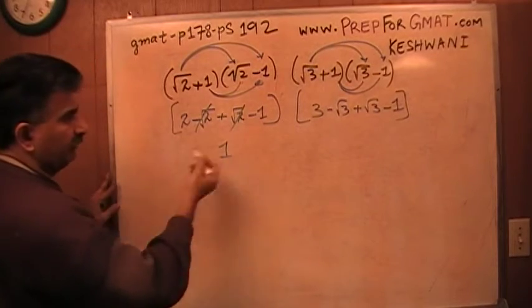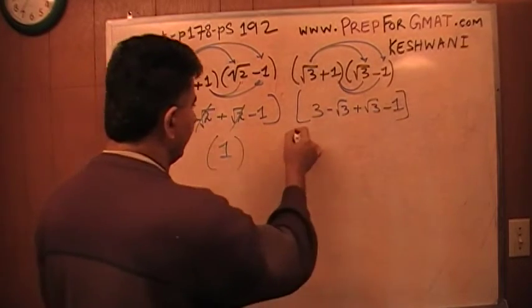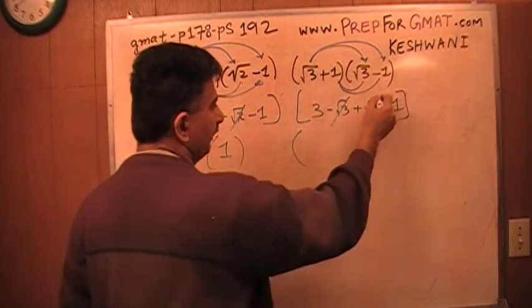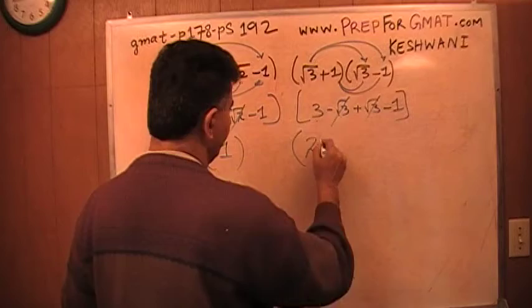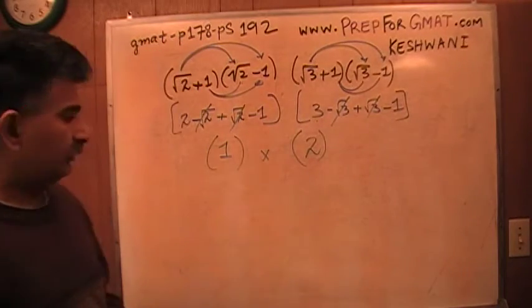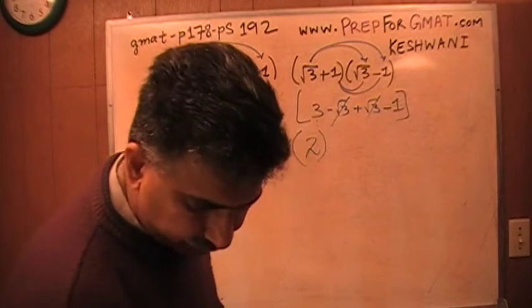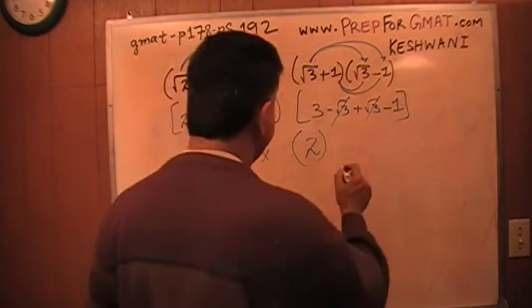So this part, as I said before, plays no role. So it's just 1 times this quantity, which is negative root 3 and positive root 3 that drop out, and 3 minus 1 is 2. There you go, there is your answer. The answer is 2 times 1 or 2. The answer is A.